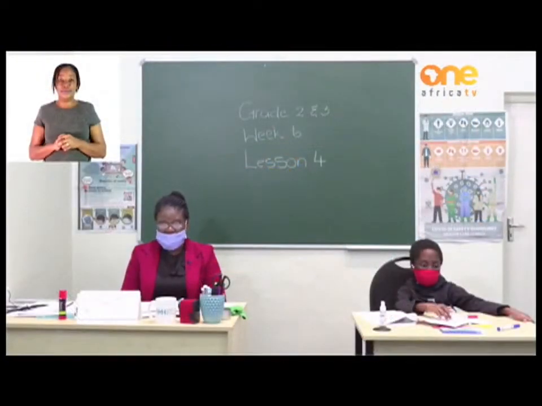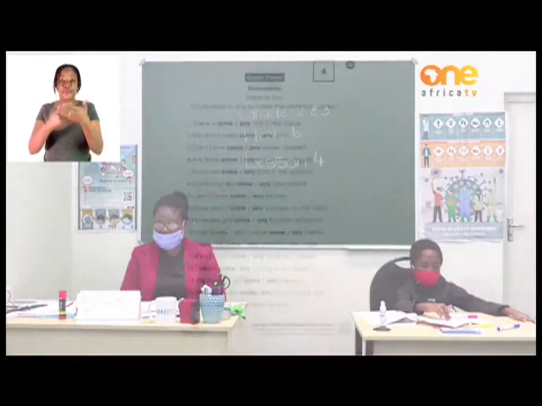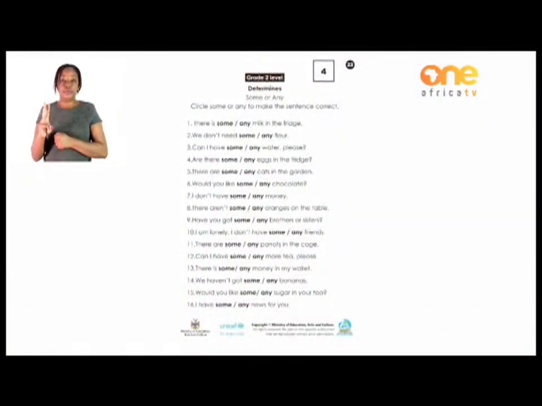Let's go over to page 23 with the grade 2s. I hope you are still with me, grade 2s. Okay, we're going to look at the determiners. We are only going to look at the words which are on that page, which are some or any. Only two of them. There are a lot of determiner words, but we are going to only look at some and any.